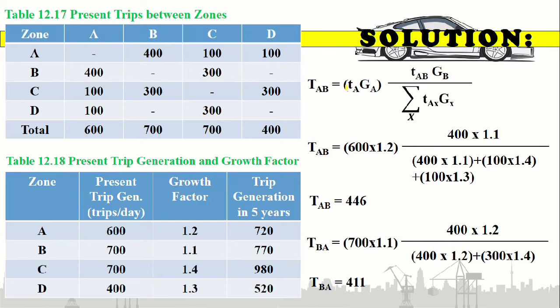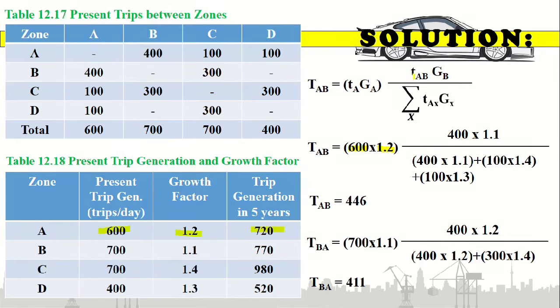So, sa unang step, we have here trip at A. So yung trip at A natin is 600. So, ilalagay lang natin siya dito. And yung growth factor natin sa A is 1.2. So, multiply. Or, pwede niyo na din naman siyang 720 na ilagay since yung trip generation in 5 years is 600 multiplied by 1.2.